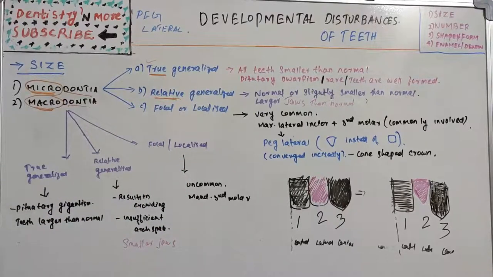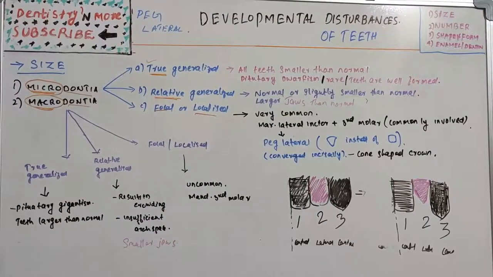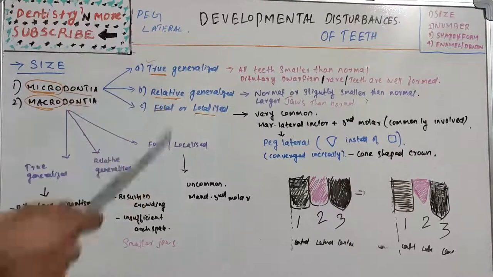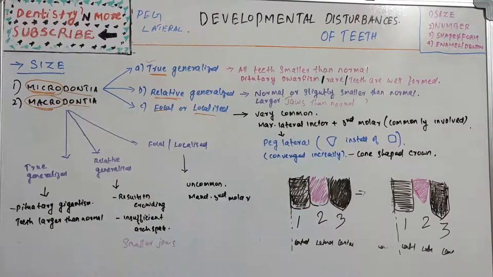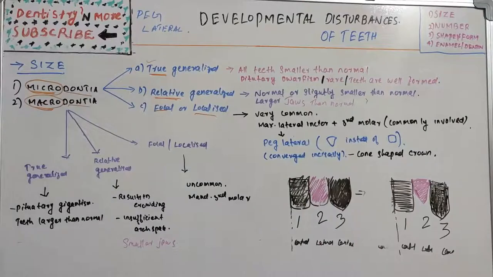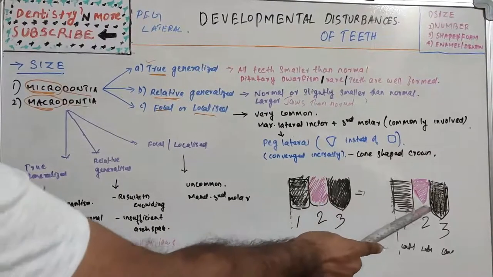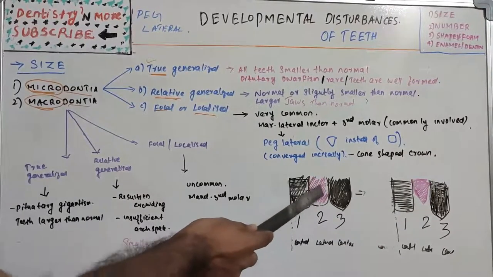Now we have the third category, focal or localized, which is a very localized condition. Focal or localized microdontia is very common in two sites, the lateral incisor and the third molar. The lateral incisor microdontia is also known as peg lateral, because there will be a conical shaped lateral incisor compared to the normal, almost square type lateral incisor, because the tooth converges incisally. A cone shaped crown will be in peg lateral. This is the peg lateral, this is a normal tooth, this is the central incisor, lateral incisor, canine.